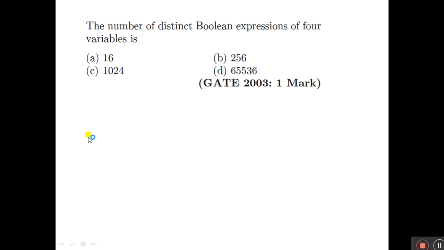The formula is 2 to the power of 2 power n, where n is the number of variables given. Here 4 variables are given, so n equals 4. So 2 power 4 becomes 16, and 2 power 16 is the answer: 65,536. So be careful with the question.